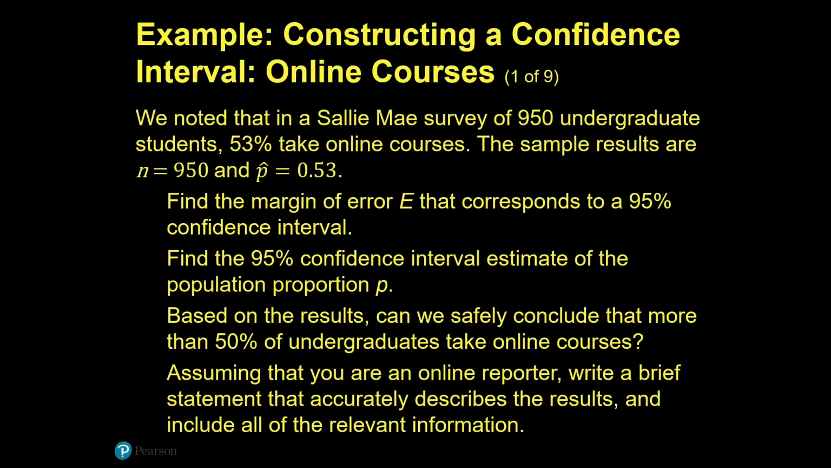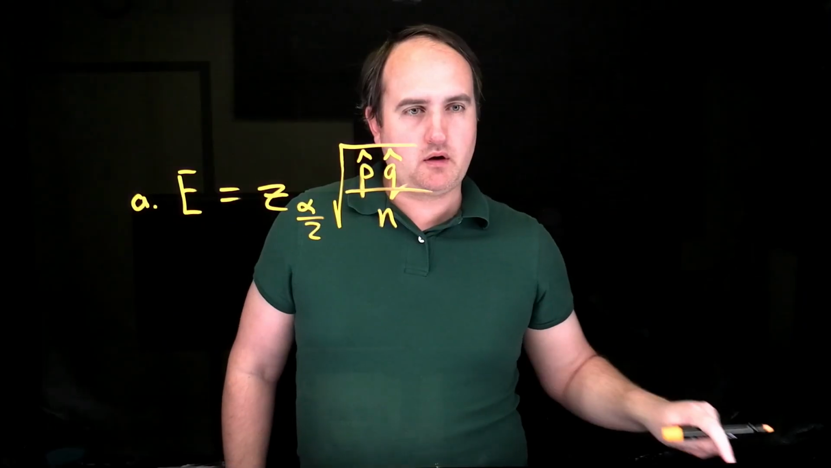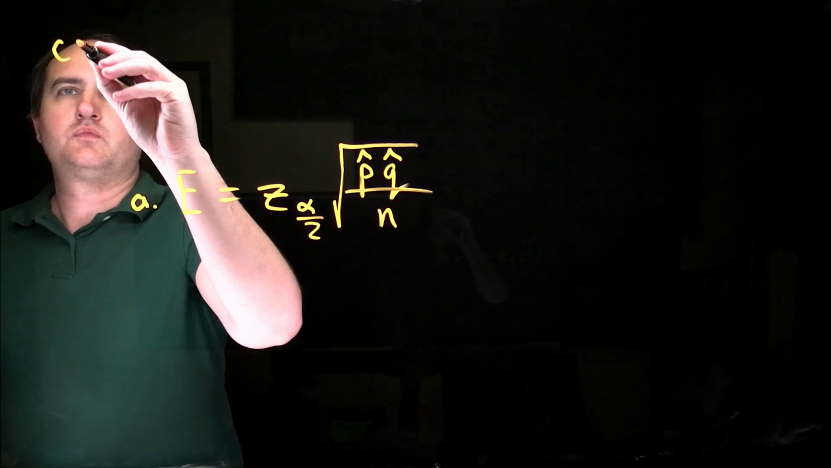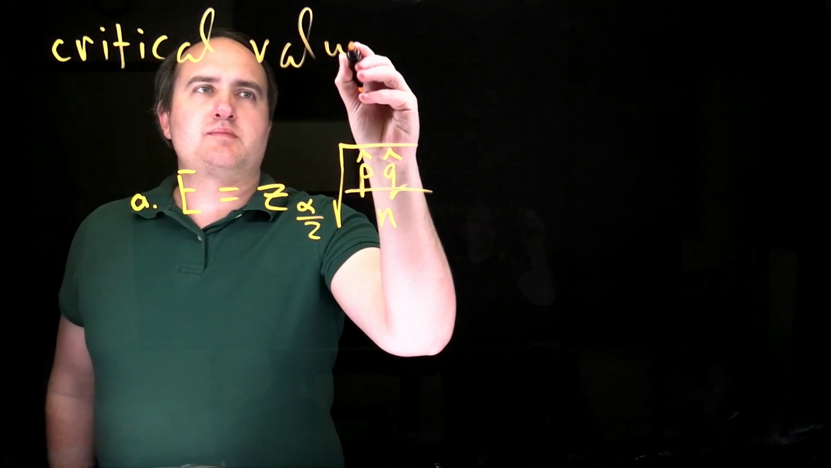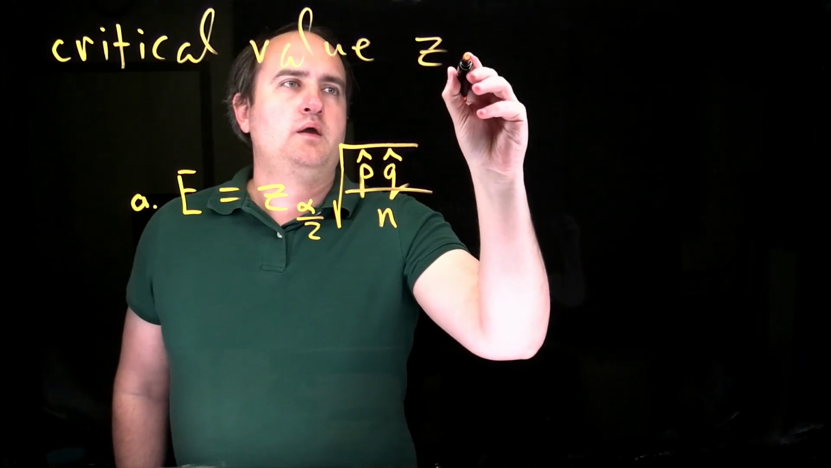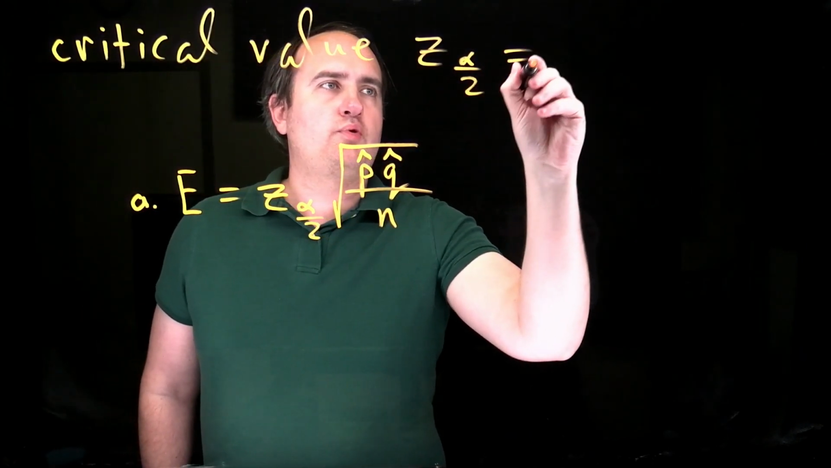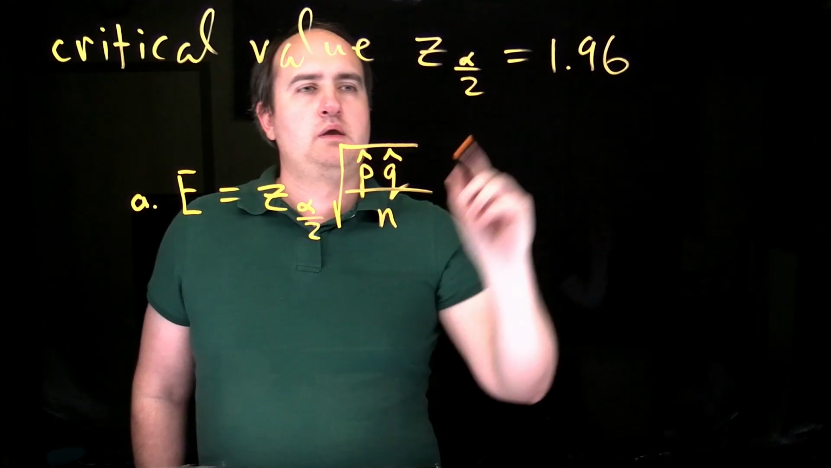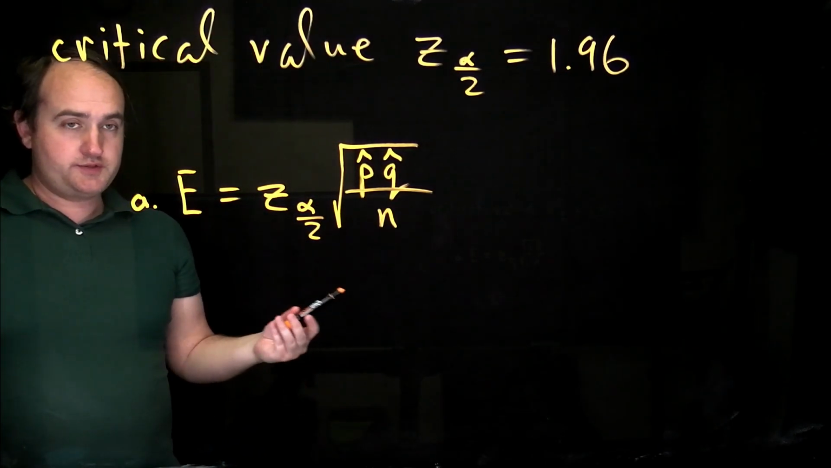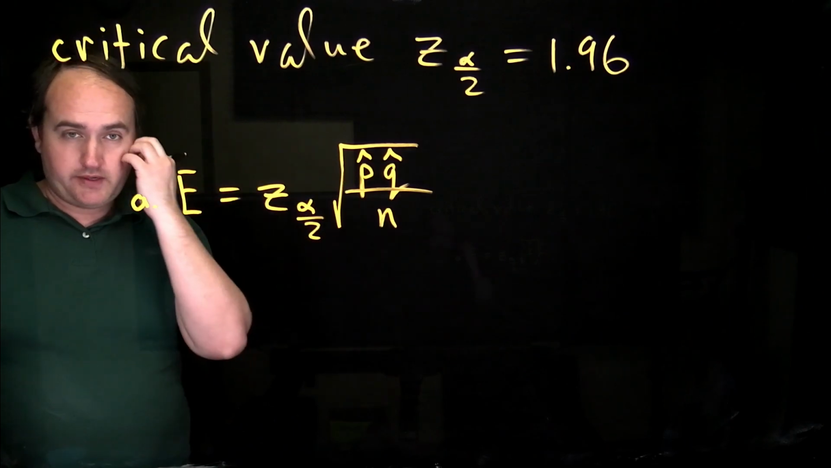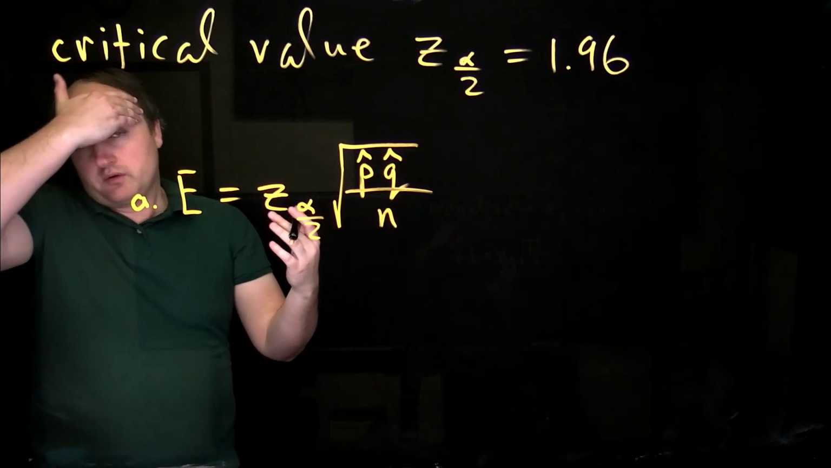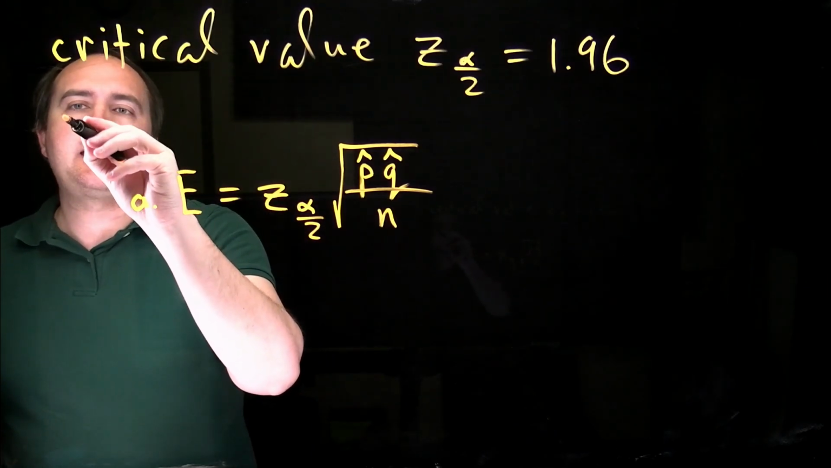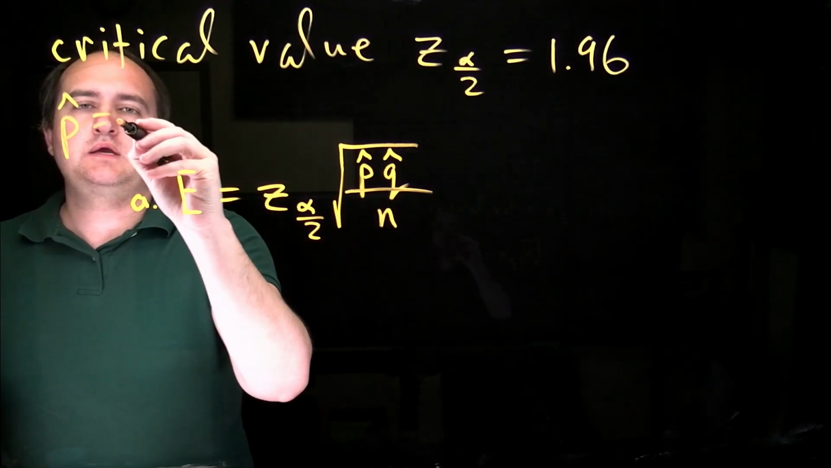Because they said a 95% confidence interval, that means our critical value z sub alpha over 2 has to equal 1.96. Okay, and then in order to plug everything in here, we also need p hat, which we showed in an earlier example for this problem. P hat we said was 0.53.